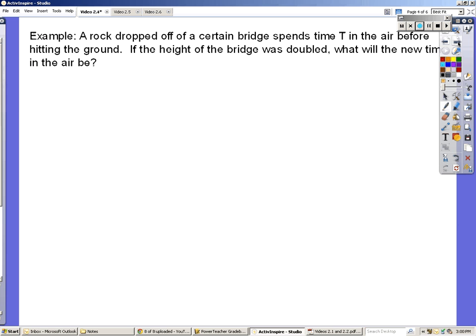Our first example. A rock is dropped off of a certain bridge. It spends time t in the air before hitting the ground. If the height of the bridge was doubled, what will the new time in the air be? The first thing we have to recognize is that this is free fall, which you should remember is constant acceleration, and a equals 9.8 meters per second squared downward.